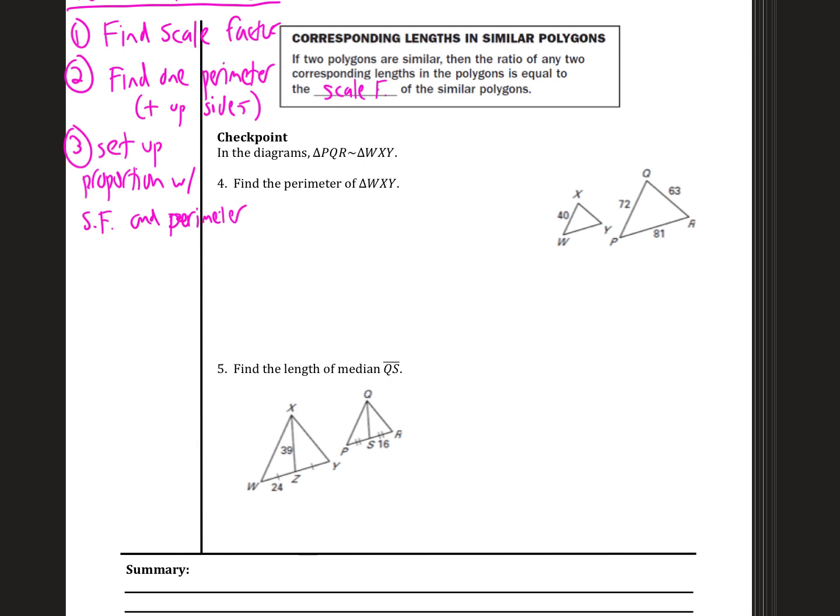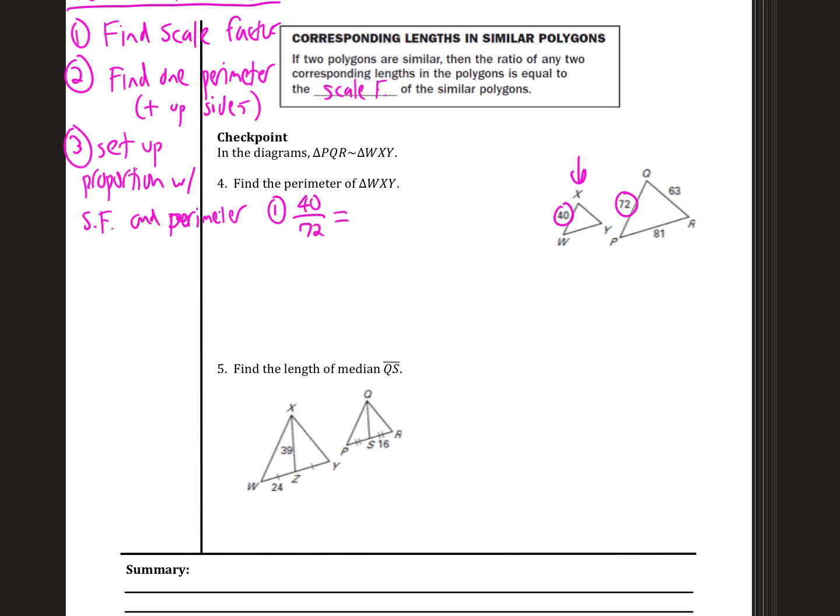Okay, so we're going to kind of use our perimeter problem here, all right? So we're looking for the perimeter of this one, and we only have one side length here, okay? So the first thing we need to do is figure out the scale factor. So step 1, the scale factor, let's do small to big again, okay? The only length we have here is 40. What side matches with 40 in the other polygon? 72. So we do 40 over 72.